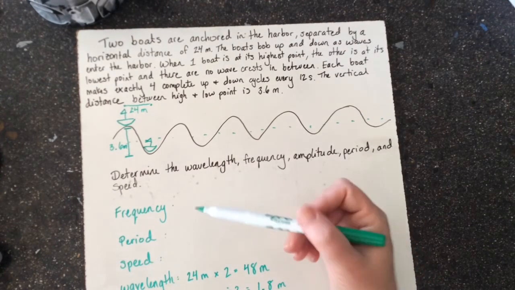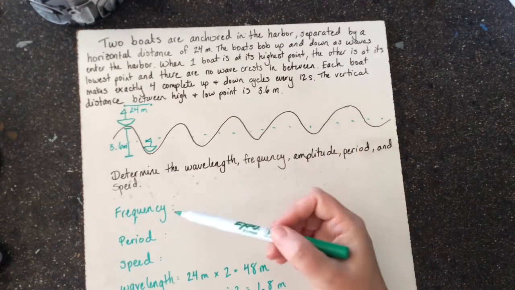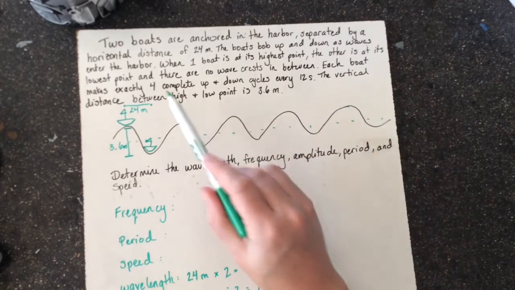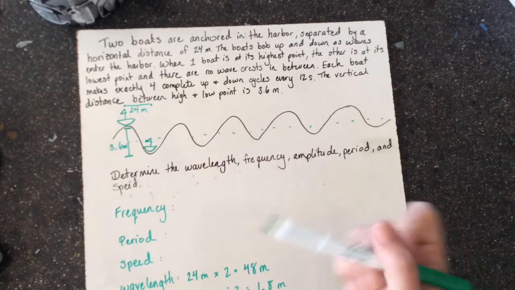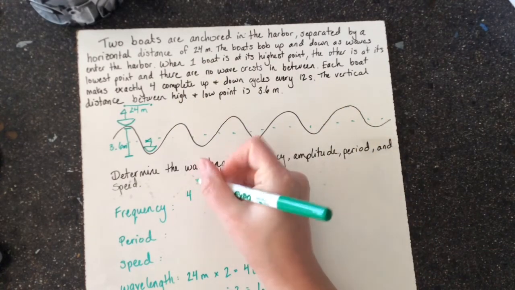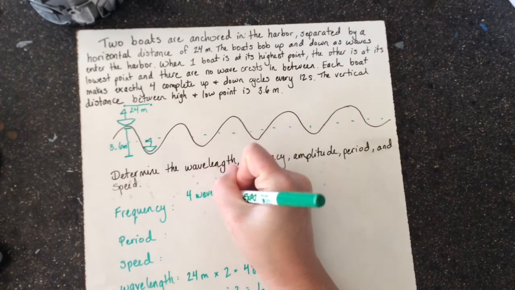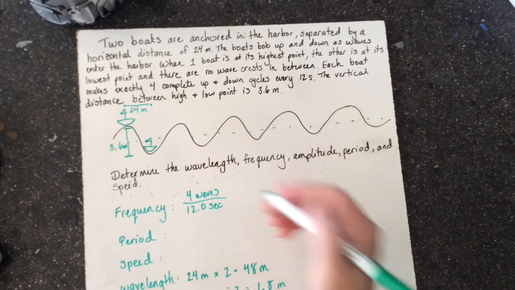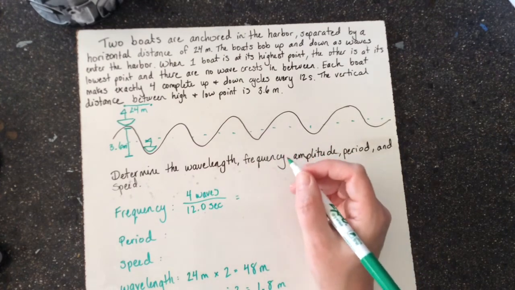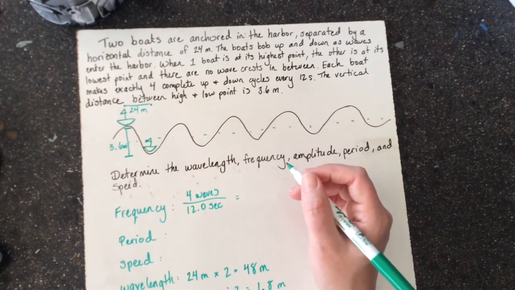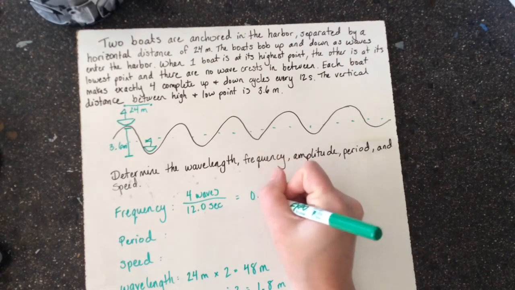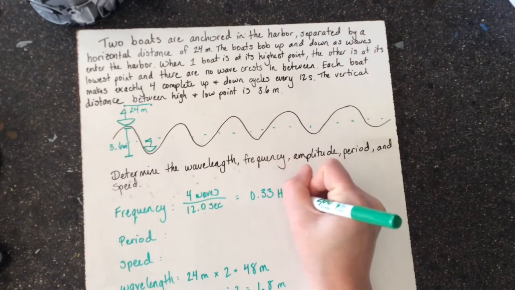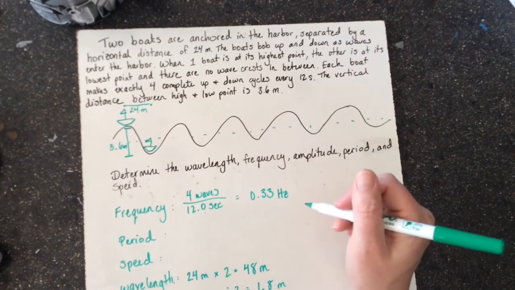Okay. The next one I'm going to go to is the frequency, because frequency is defined as how often a wave occurs, and it tells us that it goes through 4 cycles every 12 seconds. So we have 4 waves every 12 seconds. That'll give us how many waves per second. So 4 divided by 12 gives us 0. And they want 2 significant figures, so 0.33 hertz. The unit for frequency is hertz.